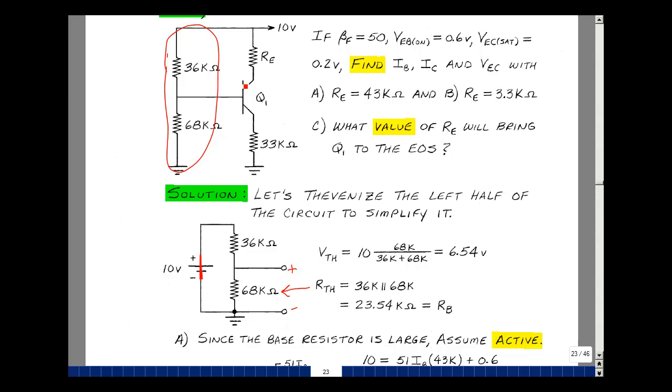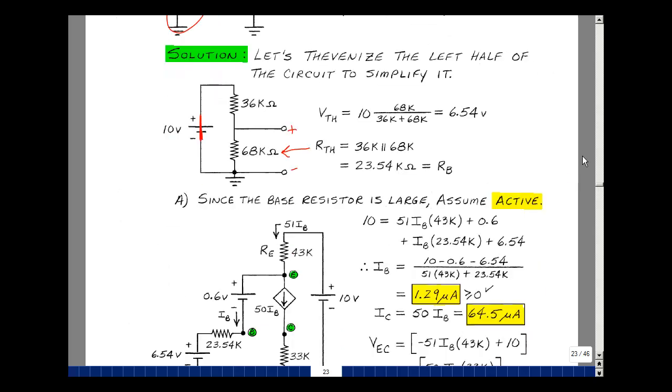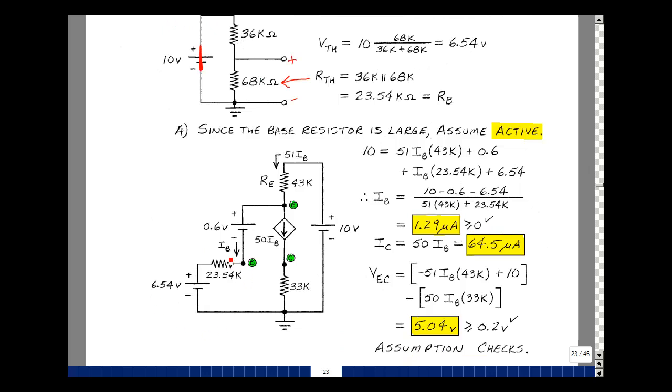What region is this in? I have a fairly large base resistance. I guess that maybe I'm in the active region. Let's put the model in. Here's my Thevenin equivalent circuit going to the base.